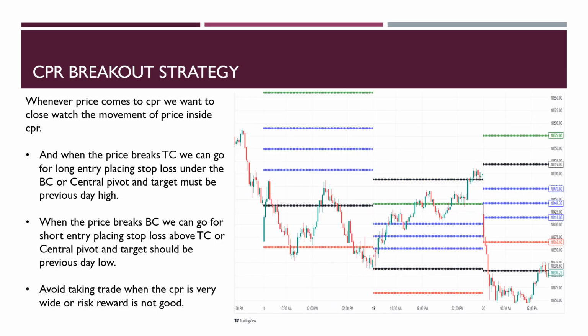CPR breakout strategy. Whenever price comes to CPR, we want to closely watch the movement of price inside CPR. And when the price breaks top CPR, we can go for a long entry, placing stop loss under the bottom CPR or central pivot, and target must be previous day high. When the price breaks bottom CPR, we can go for a short entry, placing stop loss above top CPR or central pivot, and target should be previous day low. Avoid taking trades when the CPR is very wide or risk reward is not good.